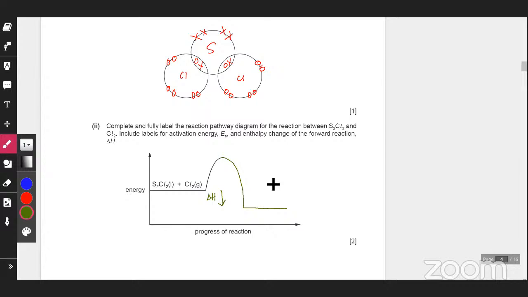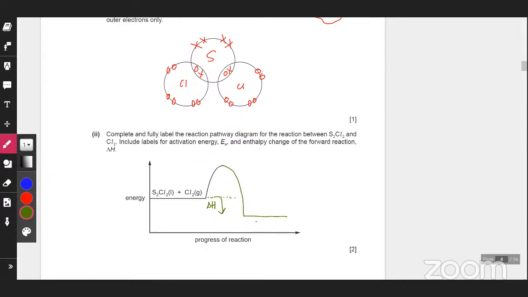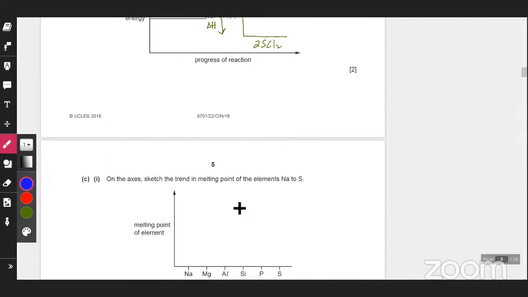Remember, delta H starts from your reactants and goes to your products. What are your products in this reaction? It's 2SCl2. And you had to label it. We've labeled delta H. We have to label activation energy as well, which is going to be delta E. It's going to start and go to the top. So these are the two things that need to be labeled over here.